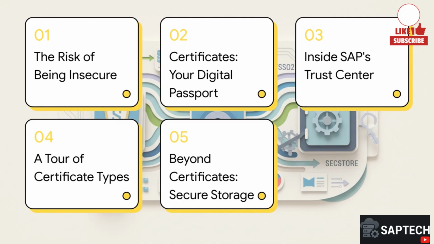So here's our game plan for today. First, we're going to talk about the risks. What happens when you're insecure? Then we'll introduce the hero of our story, the digital certificate. From there, we'll pop the hood and look inside SAP's command center for all this, then take a quick tour of the different types of certificates you'll find. And finally, we'll talk about the other half of the security puzzle, making sure your secrets are stored safely.